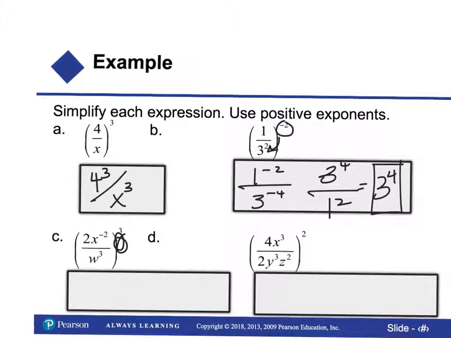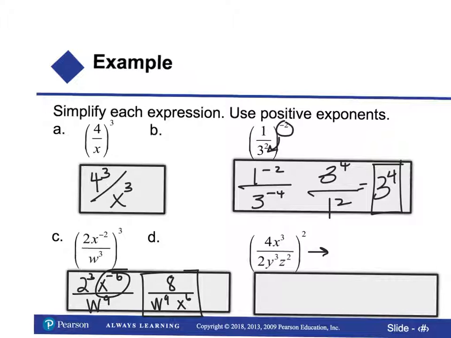Let's go ahead and apply that exponent of 3 to everybody inside this fraction. So 2 to the 3rd, x to the negative 6 over w to the 9th. I'm going to relocate that x to the negative 6 to the denominator to make it x to the positive 6. So we have 8 over w to the 9, x to the 6, final answer. Because there's nothing to cross off, simplify, reduce.